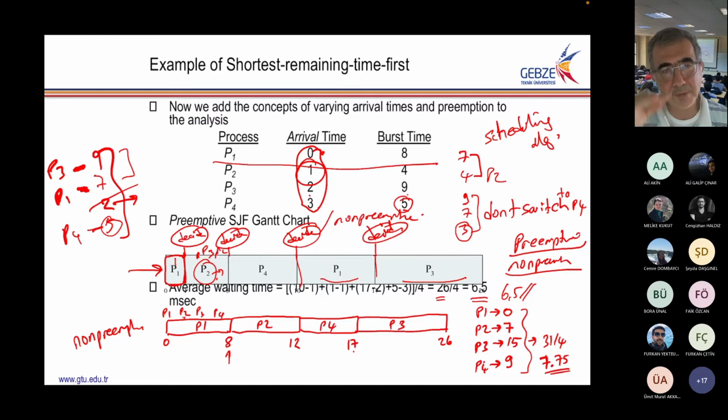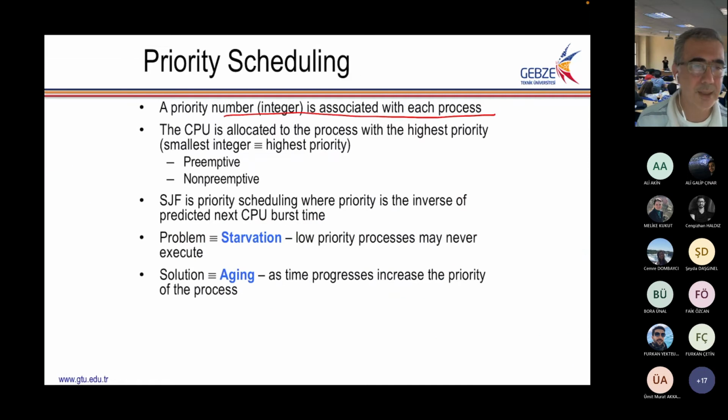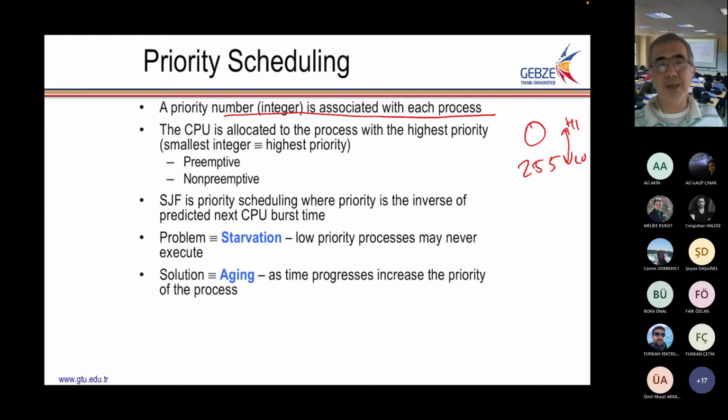So on top of these, there are priorities. Some integer number can be associated with the process. CPU is allocated to highest priority. Usually high priorities are indicated with lower integer numbers. So if you have priority 0, that means you have the highest priority. If it's an 8-bit number, 255, that means you have the lowest priority. So in between, this is high priority, this is low priority. That is usually the case.